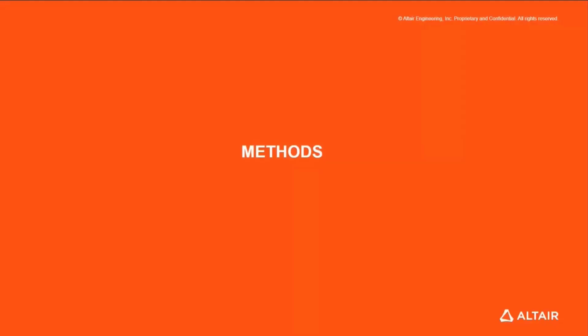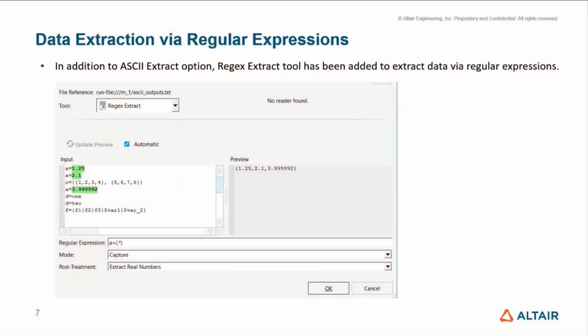The second category of improvements and enhancements is methods. We have two enhancements in this category. The first one is in the result area. We are introducing a new extraction tool called regex, whichever way you pronounce it. Using regular expressions, one can pull out data from a human readable file.